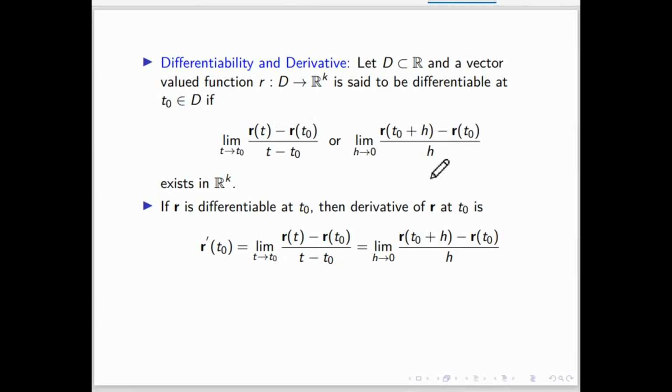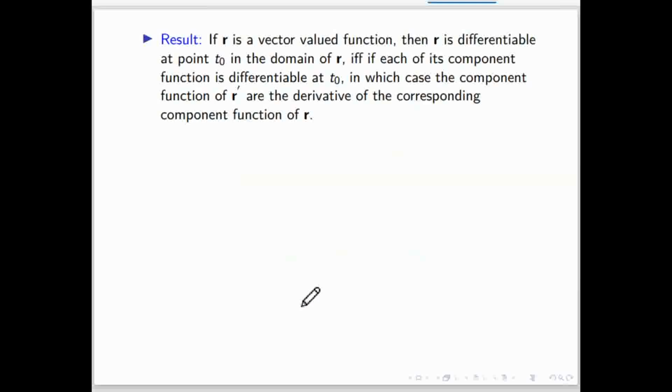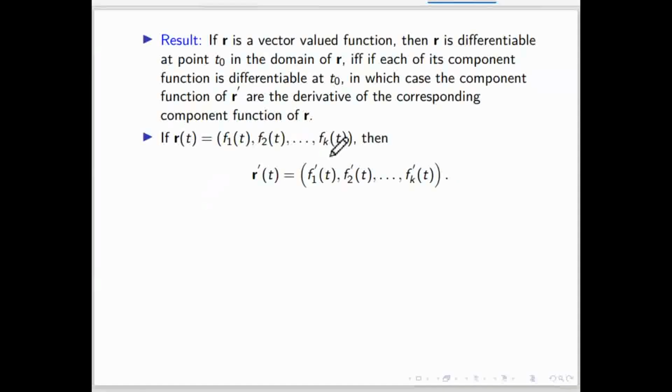Suppose the function is differentiable in all points of the domain, then we will say that the function is differentiable in the domain. So we'll not use that definition. We'll use this component wise approach directly. Suppose R(t) has k components, simply differentiate all the components and you will get the derivative of R.